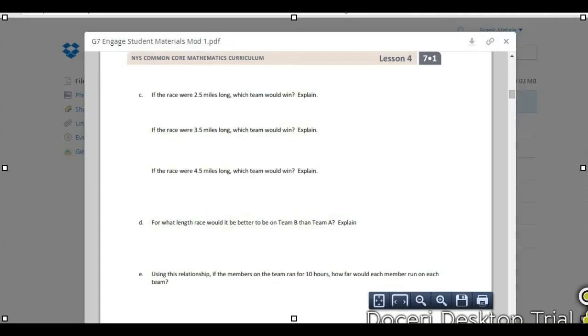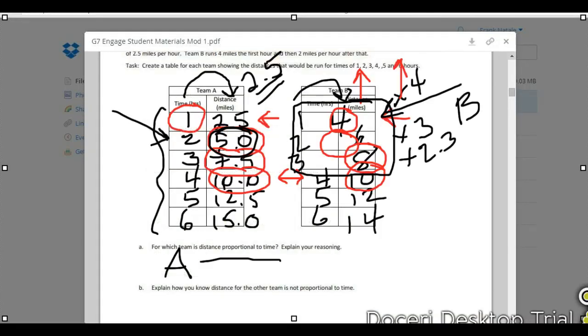Okay. All right, I'm not sure why I keep losing these letters, but I have been. Okay, let's see. E asks us, using this relationship, if the members on the team ran for 10 hours, how far would each member run on each team? Okay, so now we need to solve for 10 hours. So we can go back and refer to our table right here. Let's extend our table down to 10 hours.